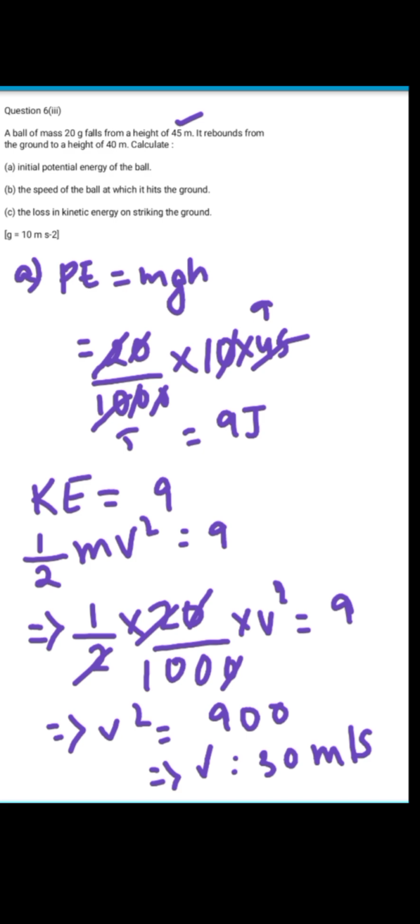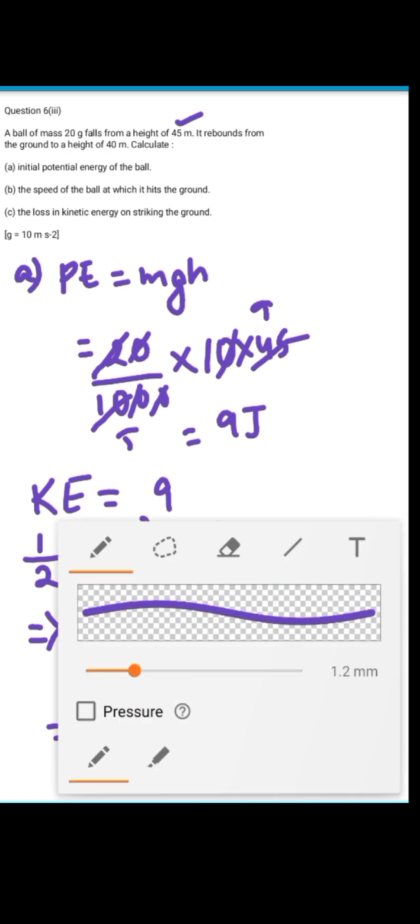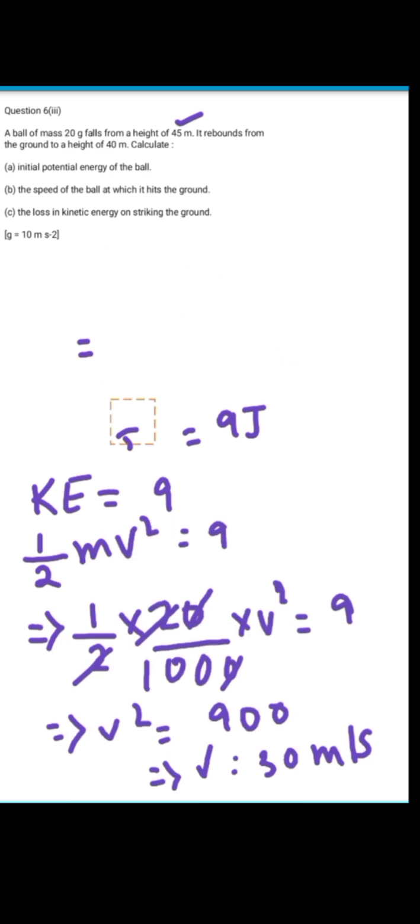Now the next question is, what will be the loss of kinetic energy on hitting the ground? So initially there was some kinetic energy. After it will hit the ground and it will rebound again, the kinetic energy will obviously change. So what will be the loss in kinetic energy, or what will be the change in kinetic energy? So let me just erase this first, then let's solve. So what will be the final kinetic energy? Since now it has gone up to a different height, the final kinetic energy can be written as mgh2, again due to the law of conservation of energy.